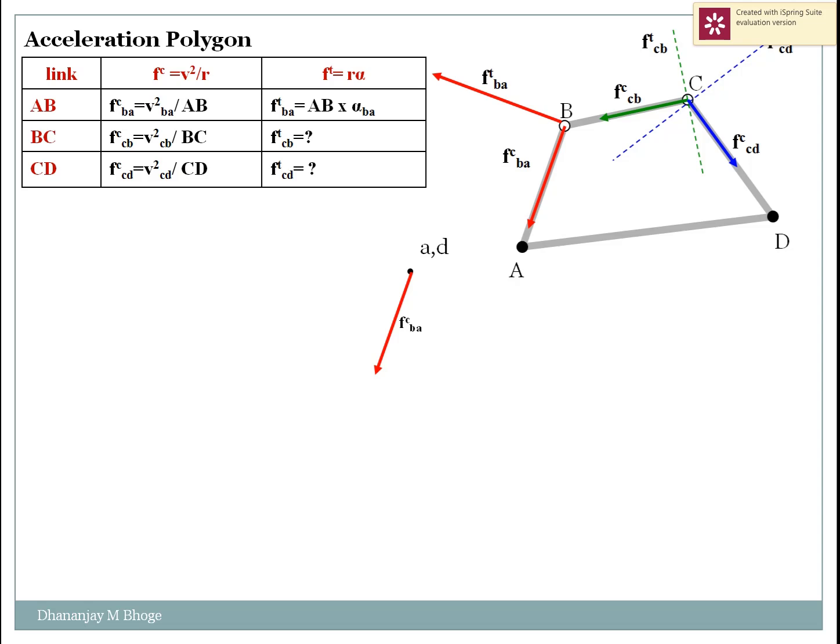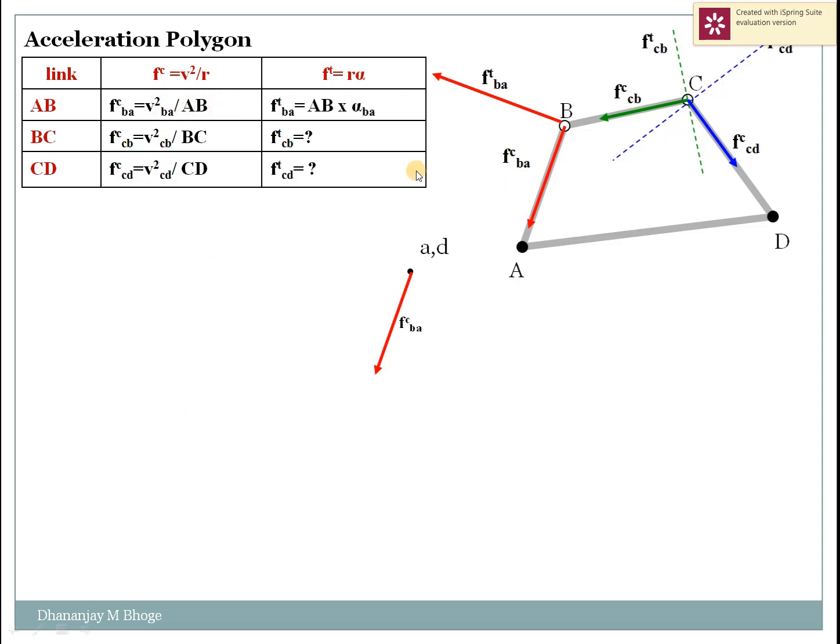One thing you will always remember, that when I say FCBA, the vector is going to start at point A or it will end at point B. What I said, FCBA will start at A or it will end at B depending on which point is with us. Now we have point A with us, so we will start this vector at A in the given direction. Like this, we'll start the vector at point A in the given direction, whose length is equal to V square BA upon AB.